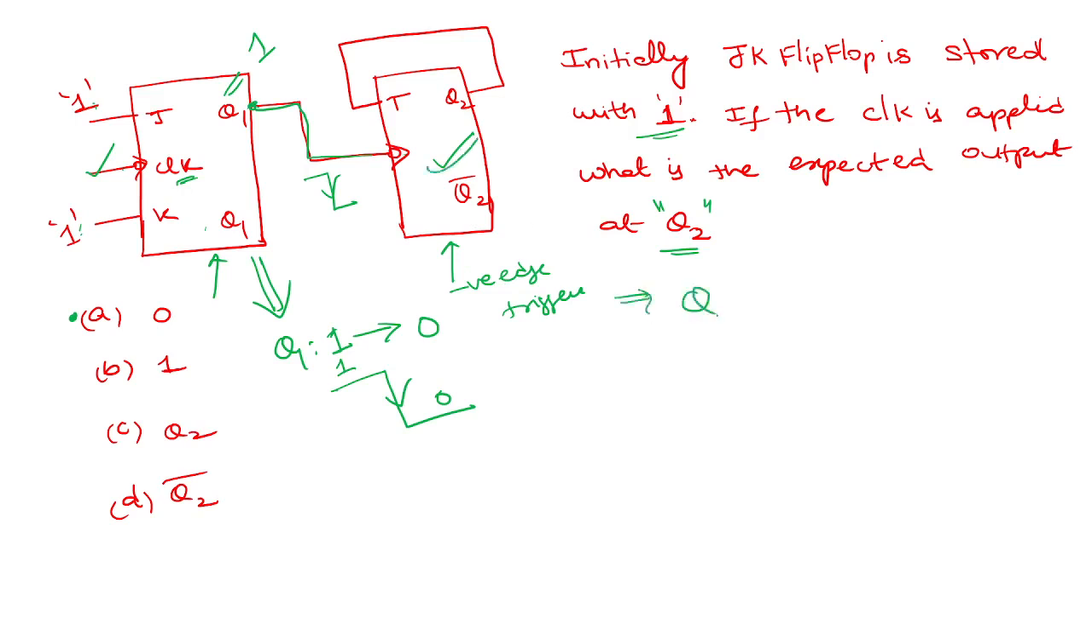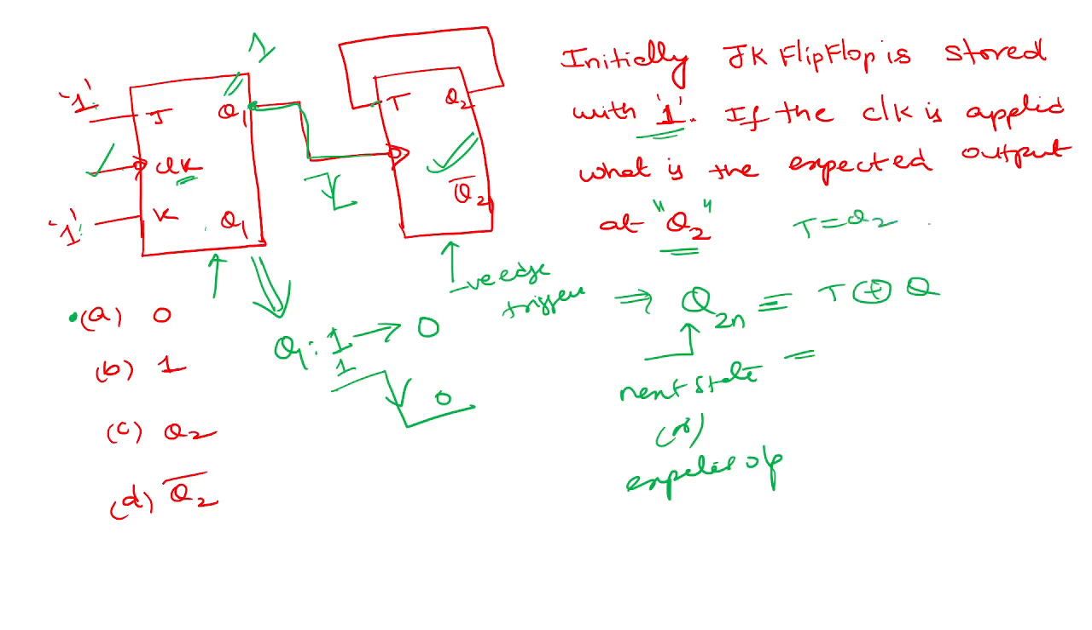Since it is enabled, what does Q2N depend on? This is the next state, or expected output, right? Just now we saw T XOR of Q, right? What is this T? T is nothing but Q2. So Q2N is nothing but T XOR of Q2, because you are talking about Q2. T is Q2, so Q2 XOR of Q2. What is Q2 XOR of Q2?